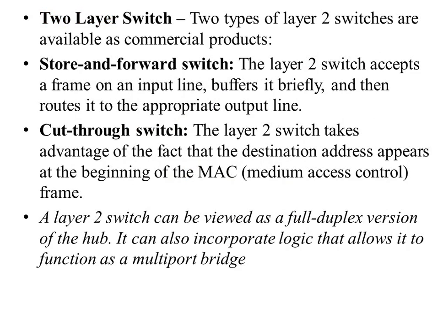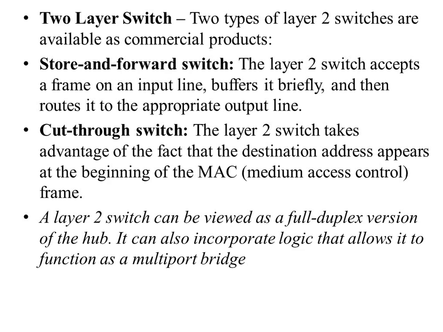So depending on that we can classify the switch into 2-layer switch and 3-layer switch. A 2-layer switch we may call a bridge also. This 2-layer switch is of two types: store and forward switch, and cut through switch. Store and forward means it first stores and then forwards: it accepts the frame at the input line, buffers it, stores it, and then routes it to the appropriate output line. The bridge is also doing the same thing.